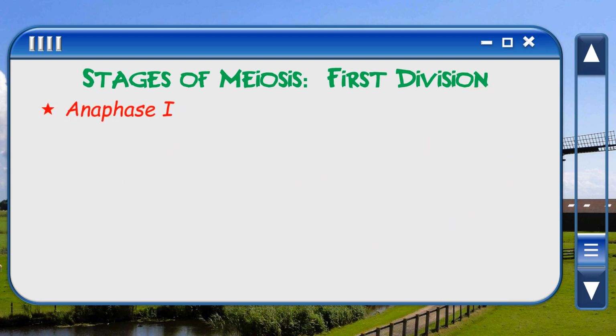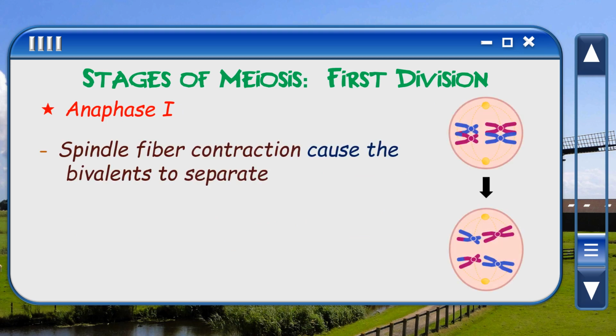Then from metaphase 1, we go to anaphase 1. In anaphase 1, the spindle fiber contraction is going to cause the bivalents to separate. So we are now from metaphase, where they have aligned themselves on the spindle fibers at the equator because of the contraction of the spindle fibers. Now, as the contraction continues, the bivalent, this homologous chromosome pair here, is going to start separating.